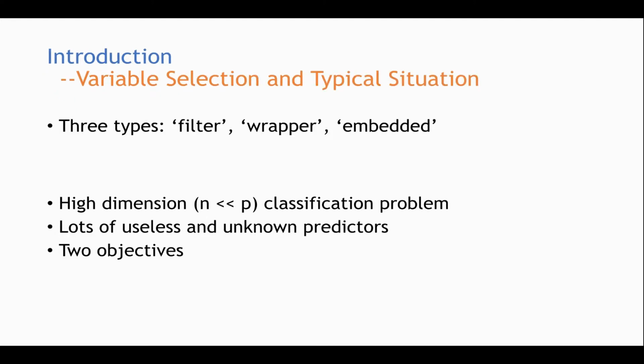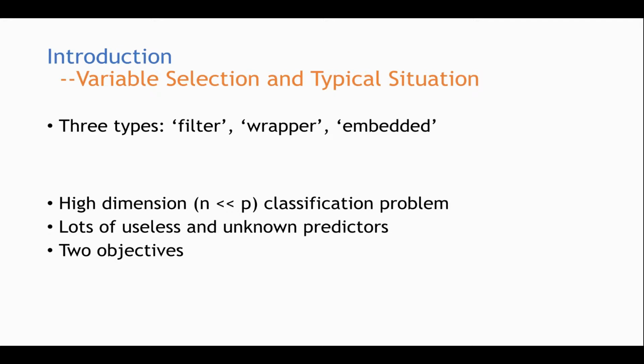The next topic is variable selection. Let's briefly mention some variable selection methods. There are three types of variable selection methods: filter, wrapper, and embedded. A typical situation is a classification problem of high dimension, which means n is much less than p. So there are lots of useless variables and unknown variables which are highly correlated.